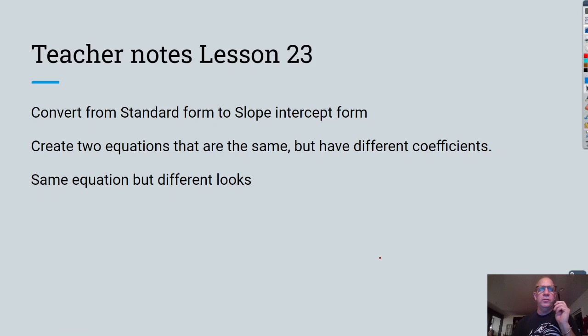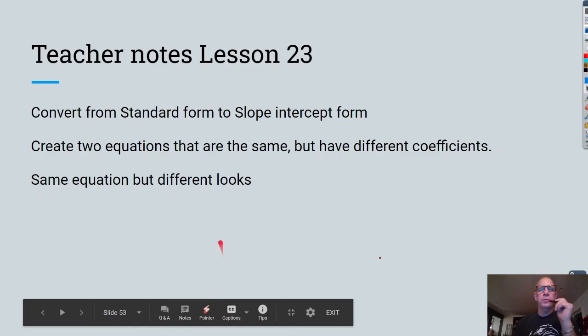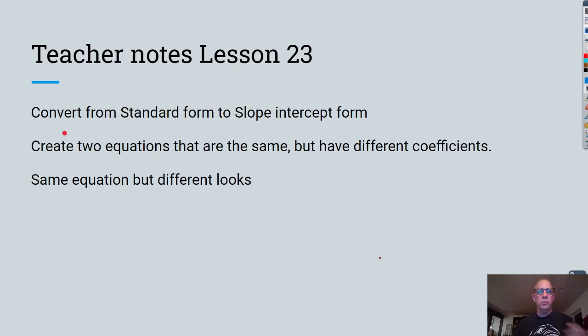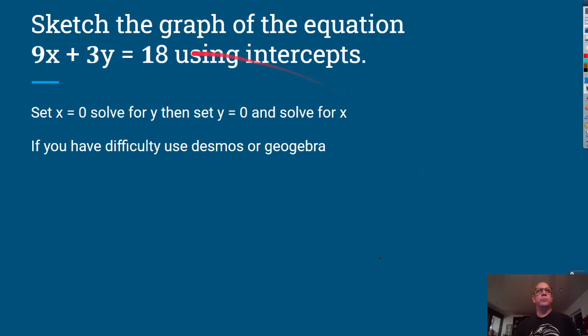Lesson 23. This is the last lesson of topic C. Then we're going to move on to systems of equations. So right now we're just graphing equations, and we have two different types of equations. We have the standard form and we have the slope-intercept form. So we're going to convert back and forth between those two. And we are going to create two equations that are the same but have different coefficients. We're going to know that the same equation can have different looks, and we know they're the same because they graph the same line. So let's start out by sketching the graph of this equation.